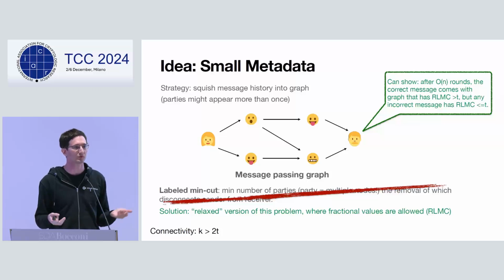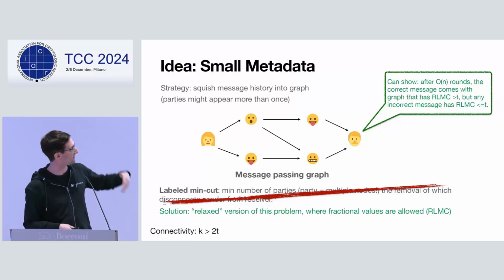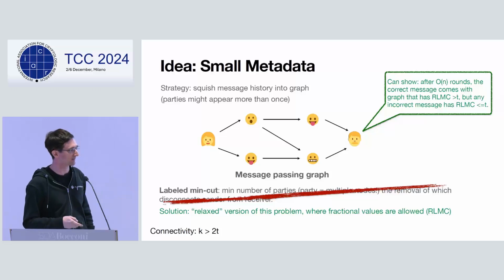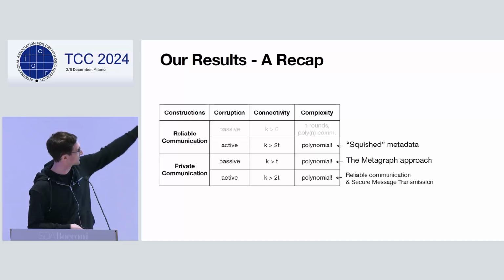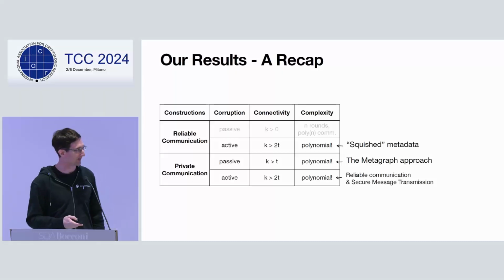The idea is to use linear programming. And so this way, using this type of meta information, we can actually find out which is the right message and then get reliable communication like that. So overall, here are the results. You have seen the squished metadata approach, and you have seen the metagraph approach. And for more information, have a look at the paper.